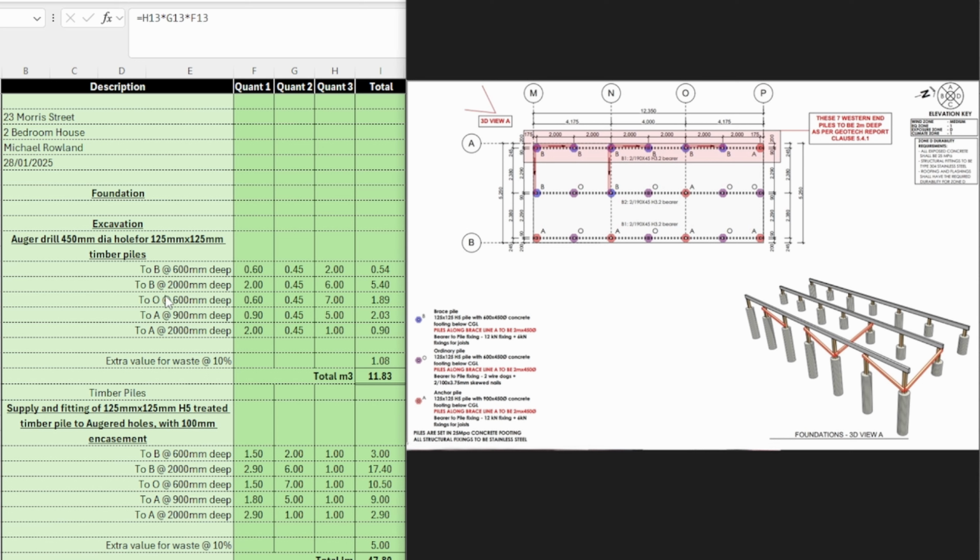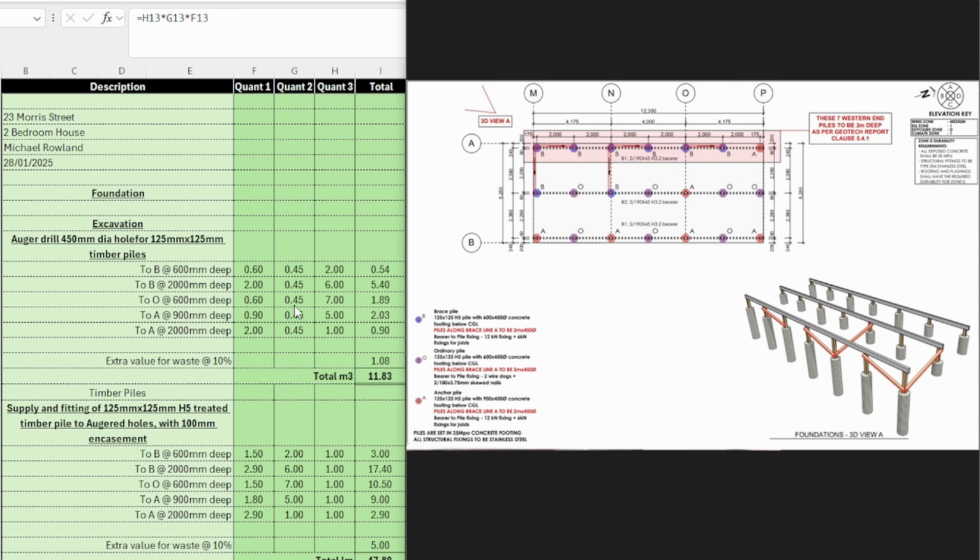And also with the brace pile, we've got 2 meter ones. So these are these ones here, as you can see, all along the front. And we apply they're at 2 meters deep, and they're 0.4, and there's going to be 6 of them. So it's 1, 2, 3, 4, 5, 6. And we just follow that equation. So with the ordinary piles, these are at 600 mil deep. As you can see, they're along here. So there's 1, 2, 3, 4, 5, 6, 7.